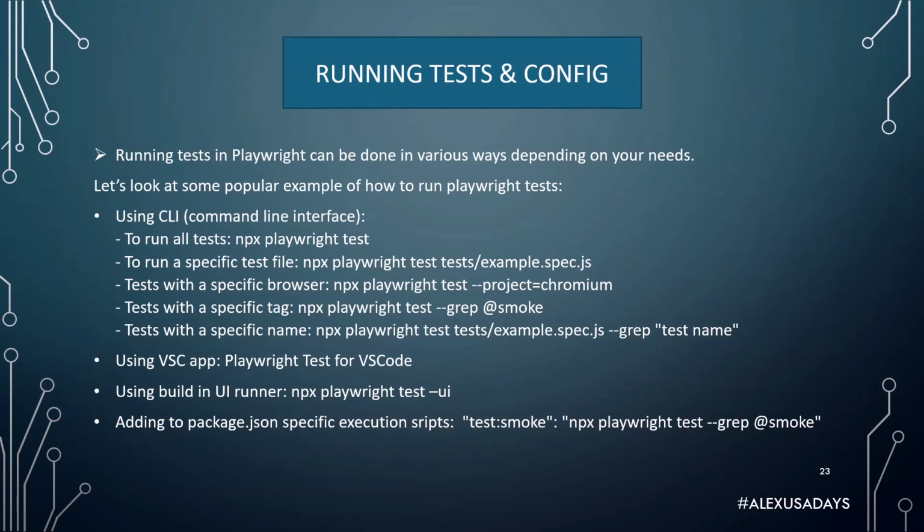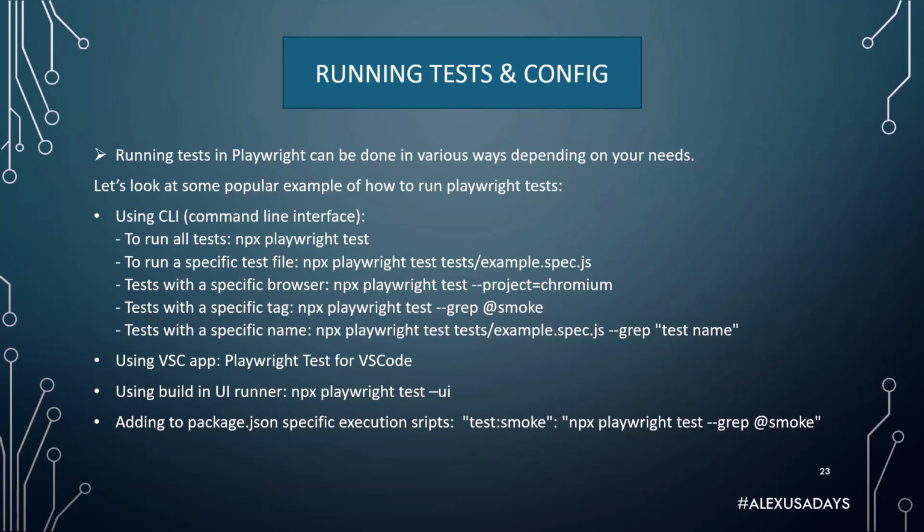So running tests in Playwright can be done in various ways depending on your needs. We can look at some of the popular examples on how we can run Playwright tests. So we can run them in CLI, or command line interface, how we were doing in the previous video, right? And there are different commands you can use. For example, you can run all tests using npx playwright test. Or you can run a specific test file if you put the path to the test file in your command. For example, npx playwright test /example.spec.js.